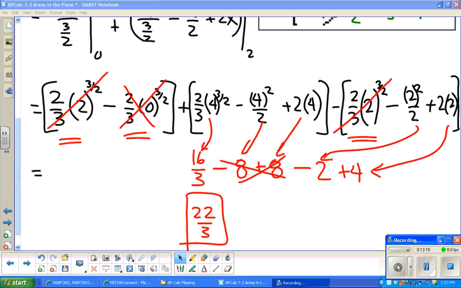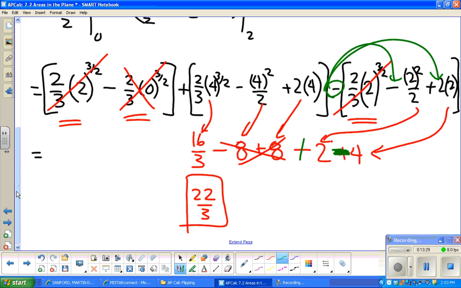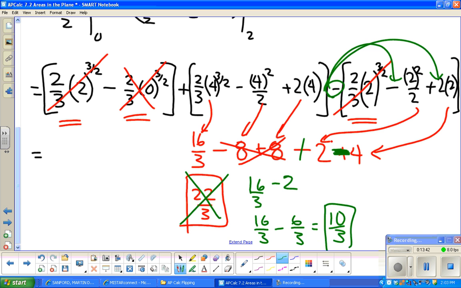Oh, found the mistake. All right, so this was minus a negative, and this will be minus a positive, so that's minus. Okay, so this is actually 16 thirds minus 2, which is 16 thirds minus 6 thirds, which is 10 thirds. All right, there it is. Okay, sign error. Okay, so be careful.